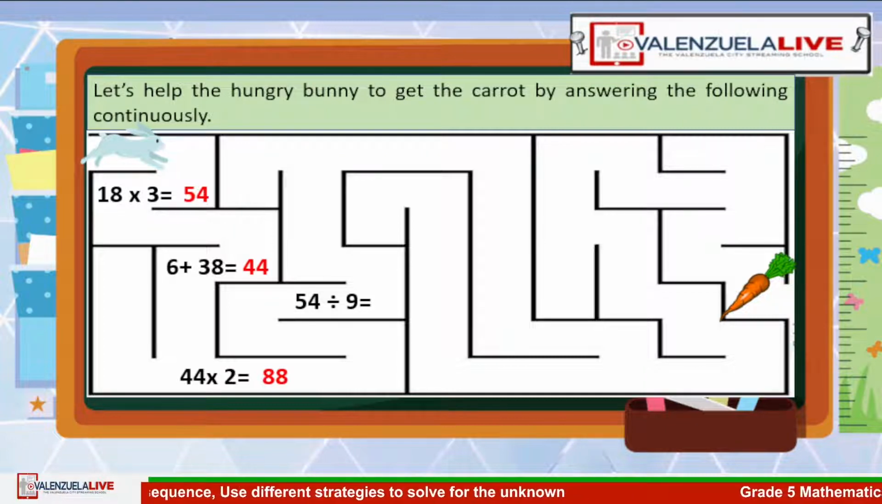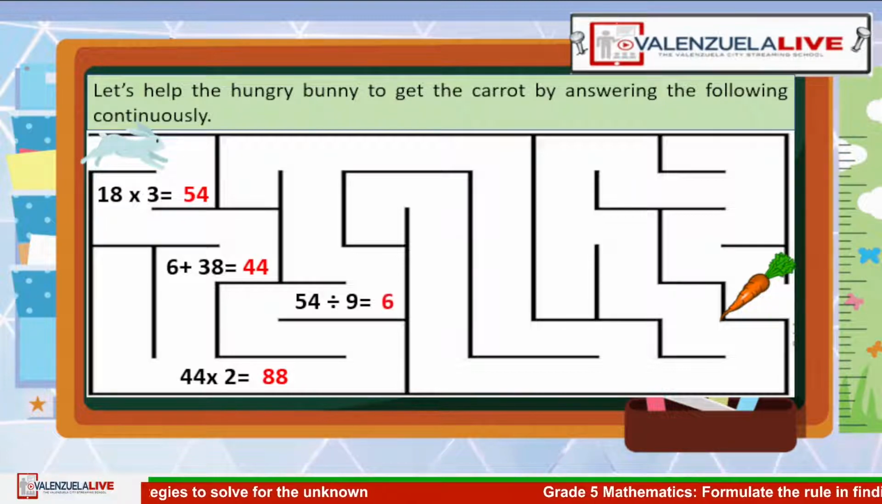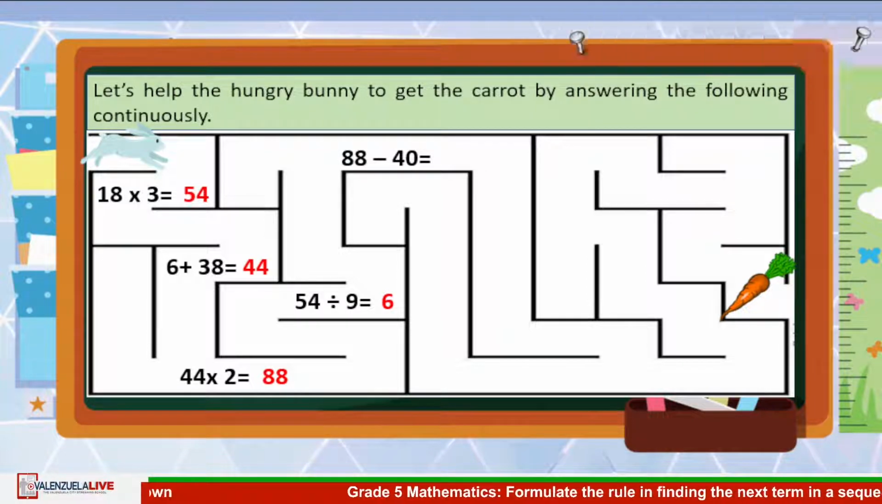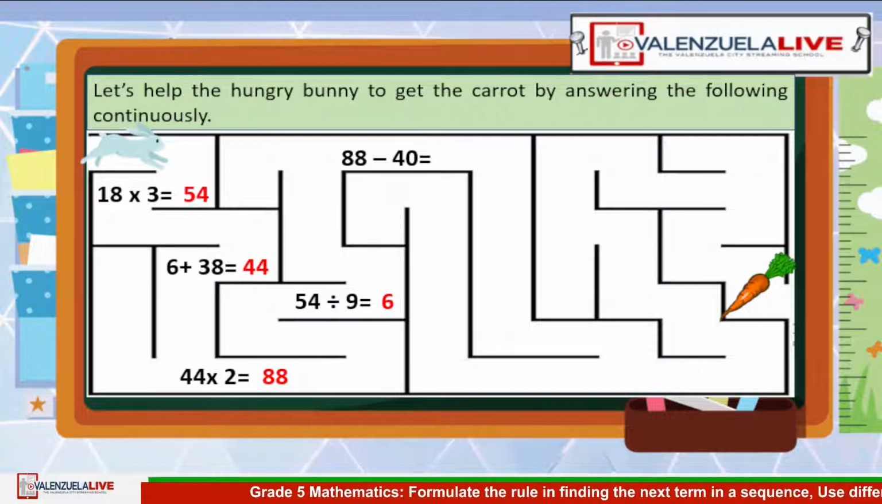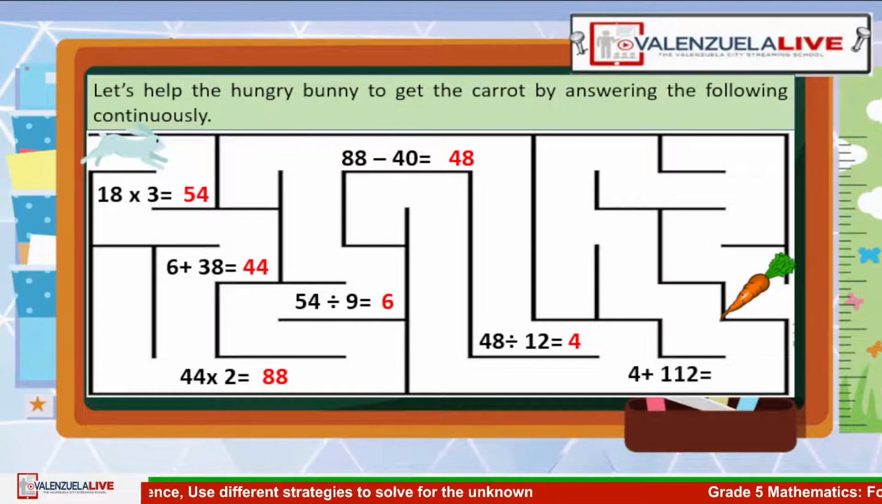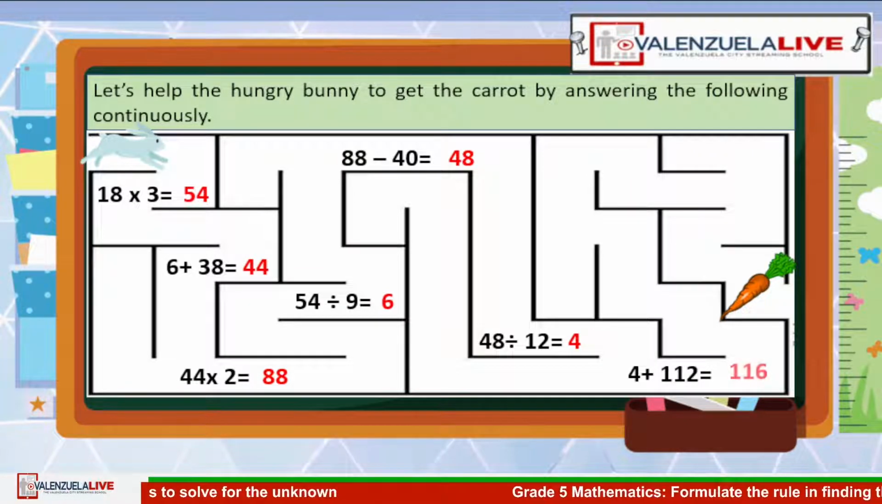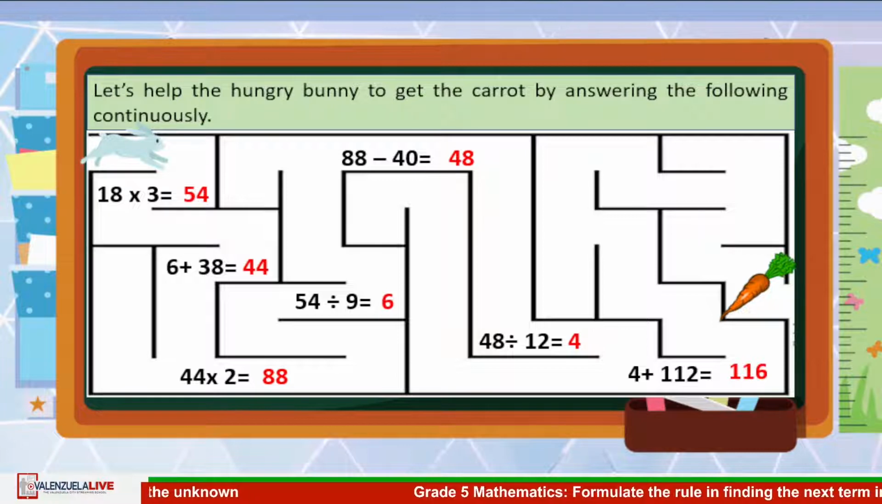The next one is 54 divided by 9. Great. We have 6. All right, for the next one, 88 minus 40. Very good. That is 48. All right. The next one, we have 48 divided by 12. Wow, that's great. That is 4. Now, the bunny is going to the carrot. We have 4 plus 112. Great. That is 116. All right.